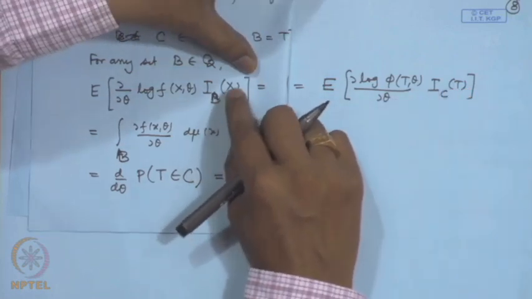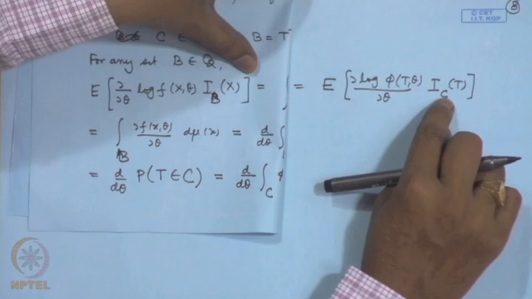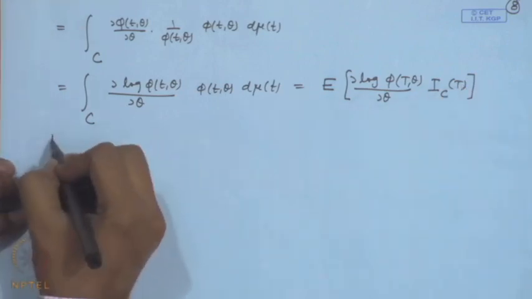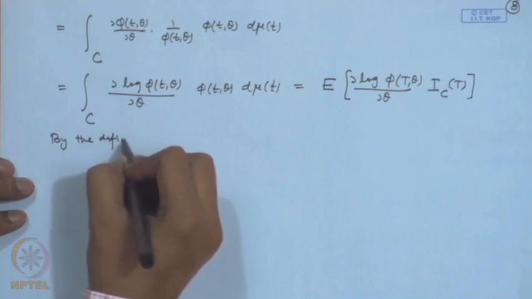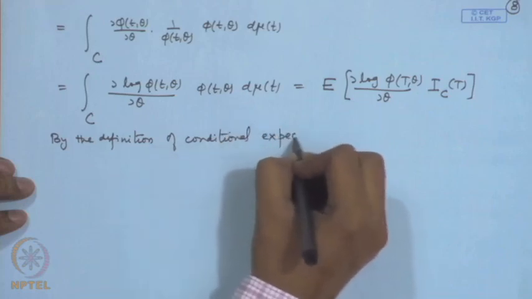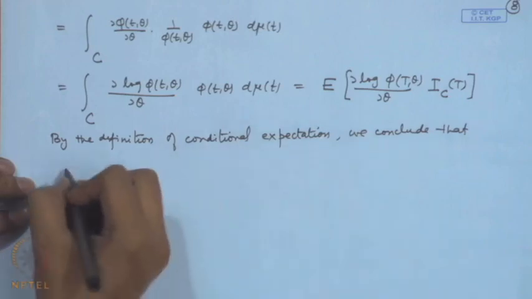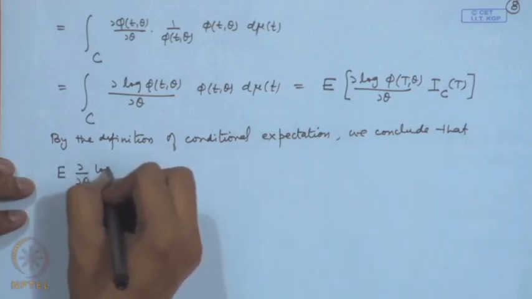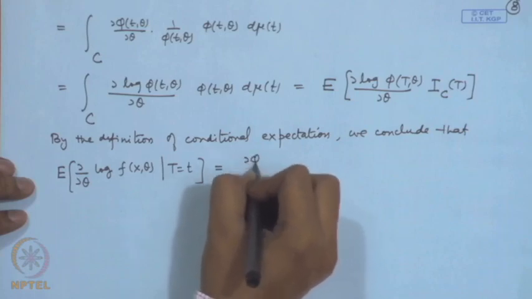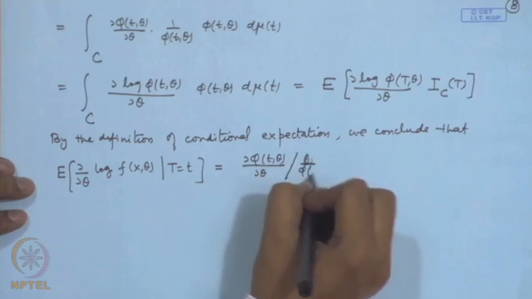Now, what is the relationship between X and T, and B and C? T is a function of X, and B is the inverse image of the set C. Therefore, by the definition of conditional expectation, we conclude that the expectation of del by del theta log f(x, theta) given T equal to t is equal to del phi by del theta divided by phi(t, theta).